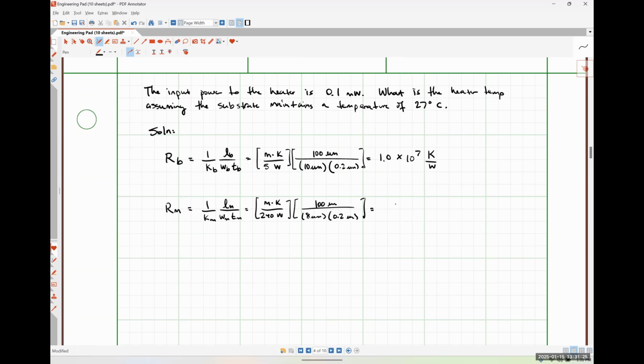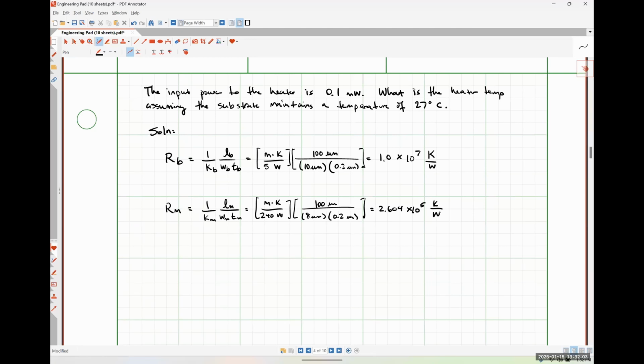And this comes out to be 2.604 times 10 to the 5 kelvins per watt. So hopefully, as expected, the thermal resistance of the metal is significantly less than the thermal resistance of the beam, because the whole point of the metal strip is to conduct the heat better than the beam itself. So having these values, what would the net thermal resistance of our system look like?